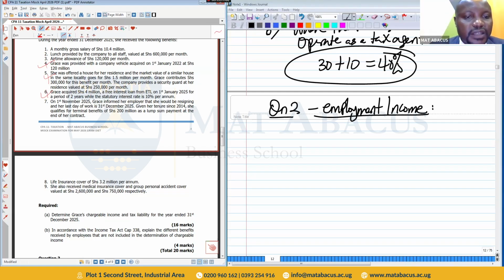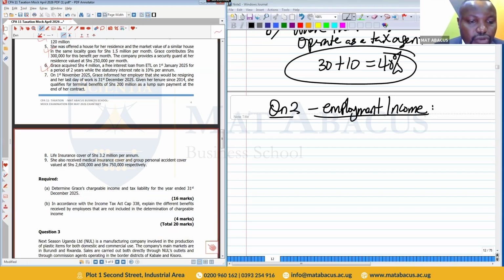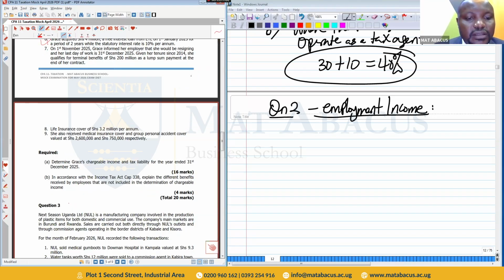On 1st November 2025, Grace informed her employer that she would be resigning and her last day of work is 31st December 2025. Given her tenure since 2014, she qualifies for terminal benefits of shillings 200 million as a lump sum payment at the end of her contract. Life insurance cover of 3.2 million per annum. She also received medical insurance cover and a group personal accident cover valued at 2.6 and 750,000 respectively. Required: determine Grace's chargeable income and tax liability for the year ended 31st December 2025.